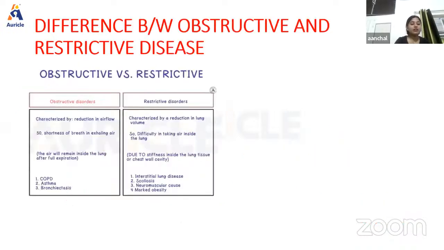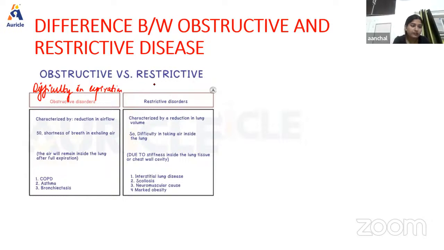Now, next we have another important topic, that is the difference between restrictive and obstructive disease. Before proceeding, we should know what is obstructive and what is restrictive. Obstructive disease is an abnormal respiratory condition that is characterized by difficulty in expiration.